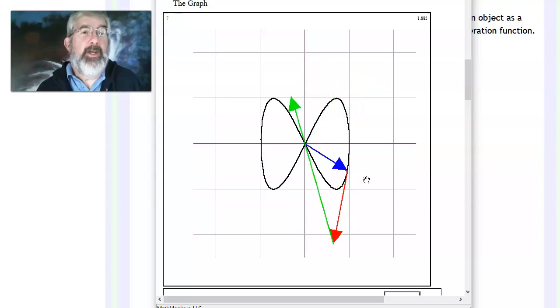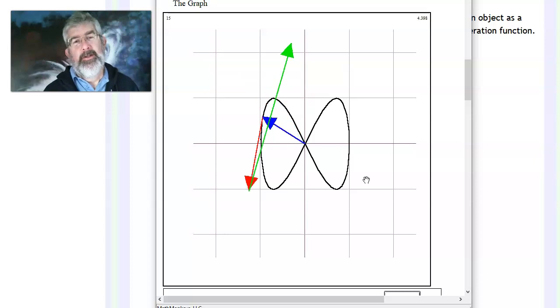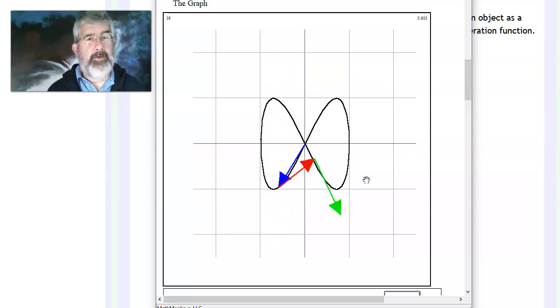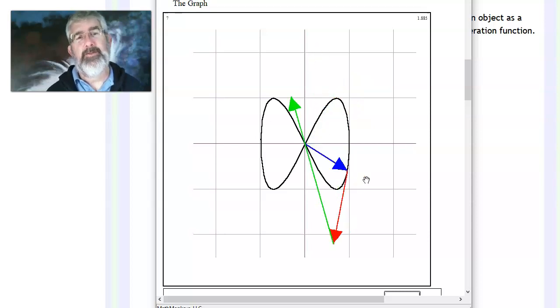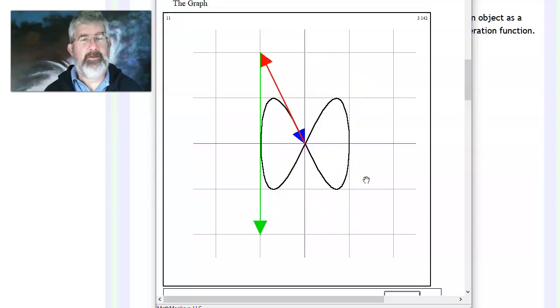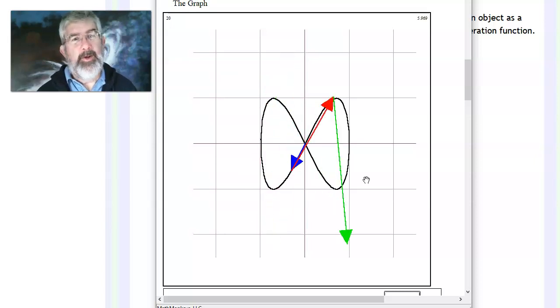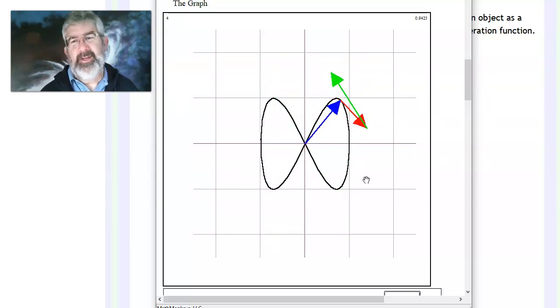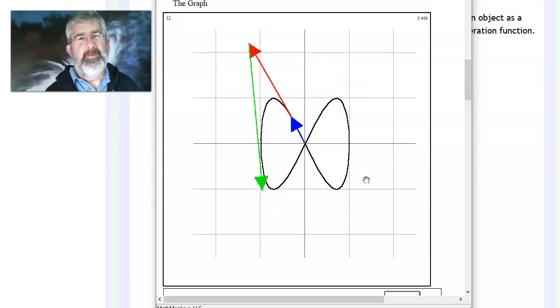Now you could also take more derivatives. You could look at the third derivative, which we would call the jerk, and the fourth derivative, which is the change in the jerk, which I call an election. Anyway, there you go. There are some visualizations of acceleration and velocity with vector functions.